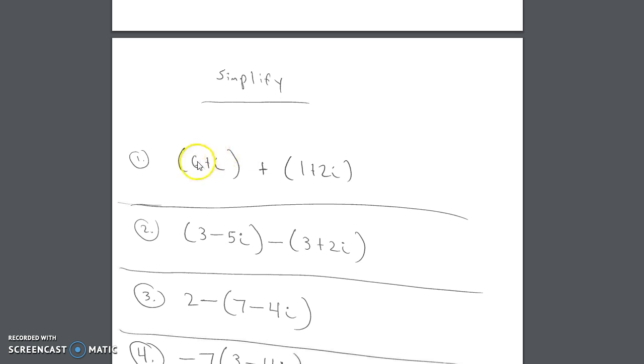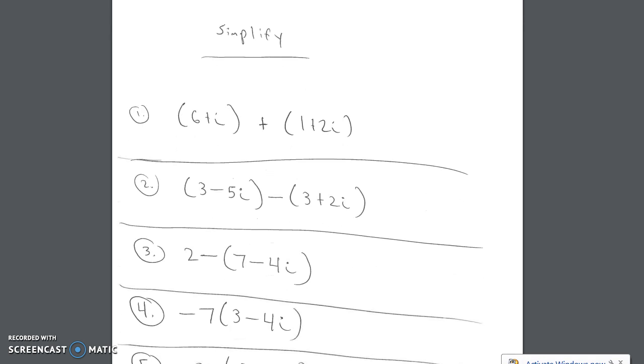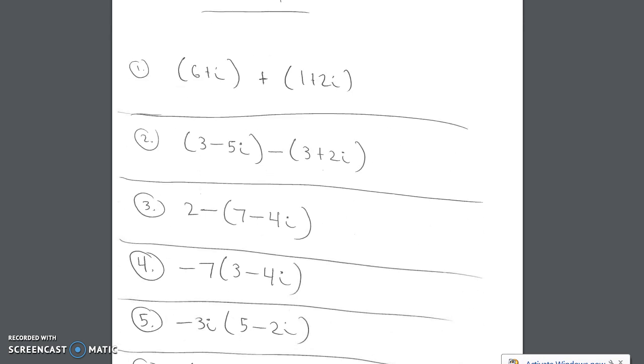But you just simplify these, like 6 plus 1 is 7, and 1 plus 2 is 3, 7 plus 3i. But you go through and you do a similar thing for all these, but you simplify these. So write down these first 5, okay? Hit pause and write these down.